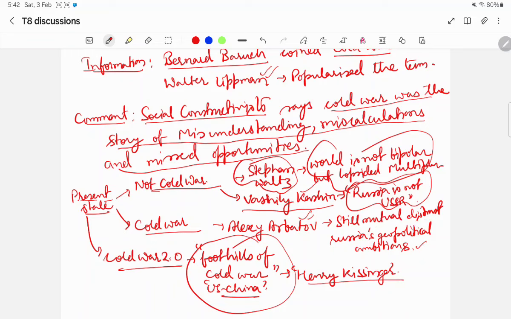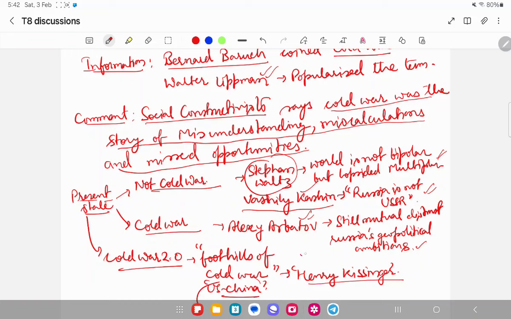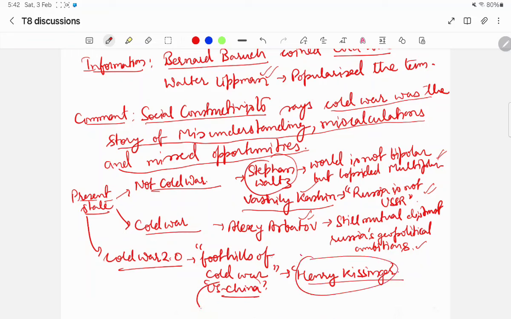And those who say that there is no Cold War, like Stephen Walt himself, say that the world is not bipolar but lopsided multipolar. So bipolarity has gone. Vasily Kashin says that Russia is not the USSR anymore. And there are scholars who focus more on US-China issues. For example, Henry Kissinger says that the US and China are in the foothills of a Cold War. So these are the debates ongoing in today's time.